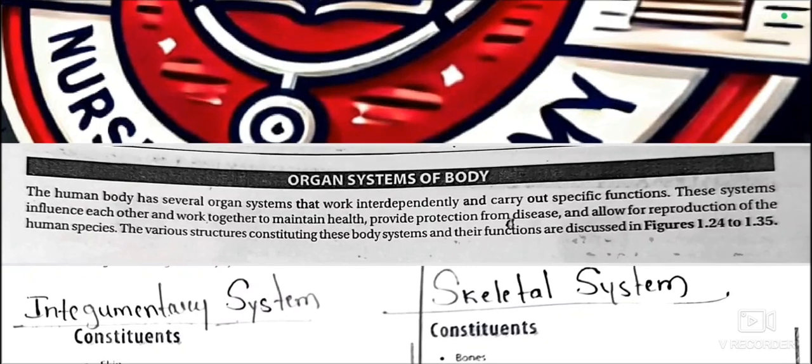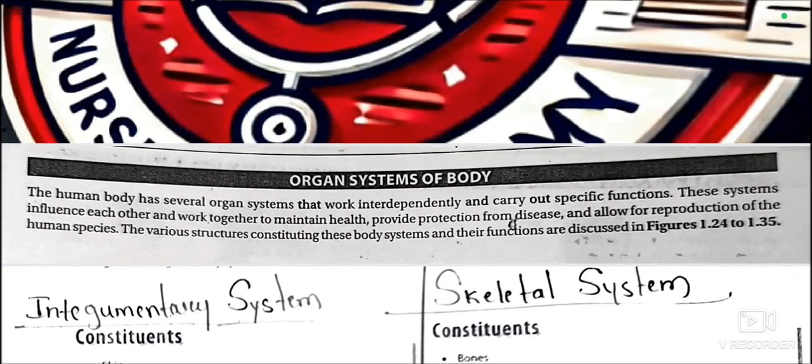Let's start. Organ systems of the body. The human body has several organ systems that work interdependently and carry out specific functions. Each organ has a different function compared to other organs, and these systems influence each other and work together to maintain health.